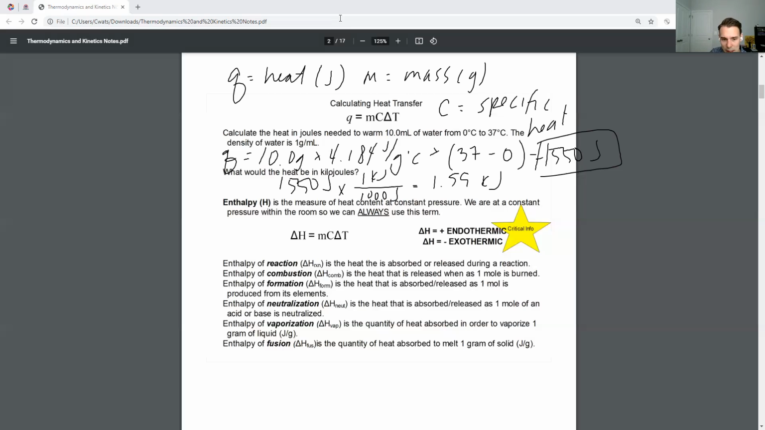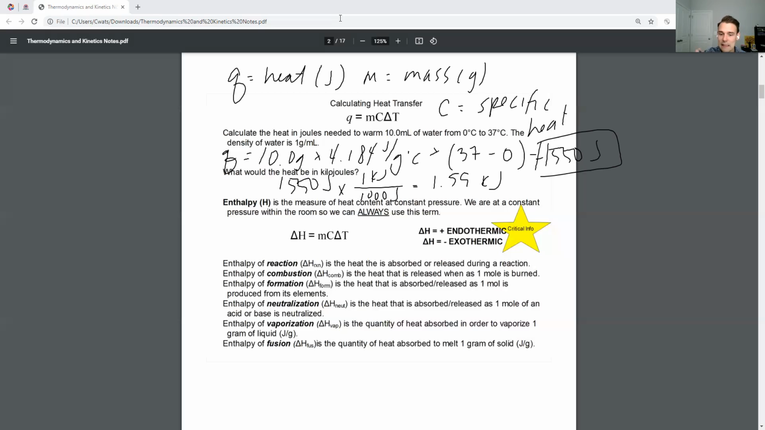Now, enthalpy is the measure of heat content at a constant pressure. We are at a constant pressure within the room, so we can always use this term. So for us, q and delta H are interchangeable. Delta H, change in enthalpy. We can think about it as change in heat. Same difference, same equation. Delta H equals m c delta T.